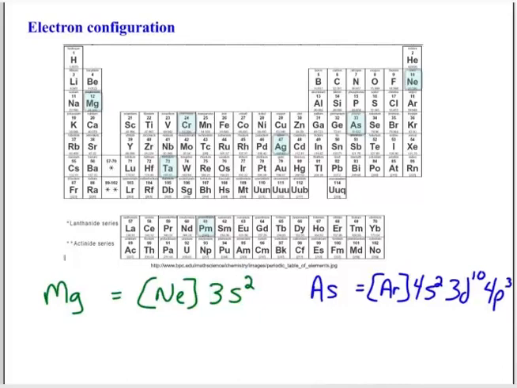Now that p orbital is half-filled in arsenic. The half-filled condition, remember, is relatively stable. Completely filled orbitals are very stable. Half-filled orbitals are pretty darn stable. So arsenic is a relatively stable element.